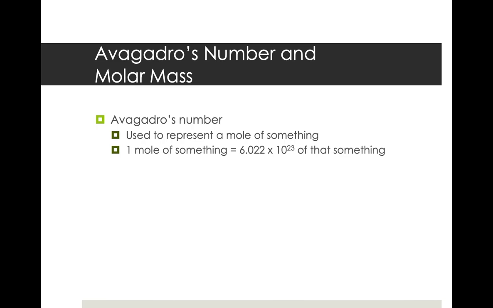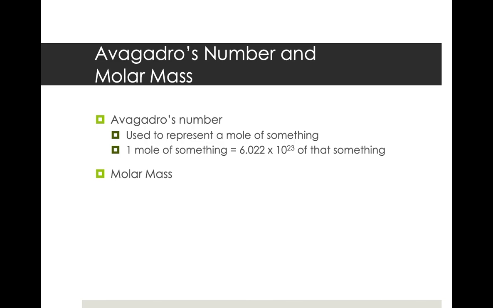It works kind of like a dozen. People are familiar, if you have a dozen of something, you have 12 of that thing. Well, if you have a mole of something, you have 6.022 times 10 to the 23rd of that thing. And this 6.022 times 10 to the 23rd is Avogadro's number. Now, the reason I bring this up is because this is really useful to us.